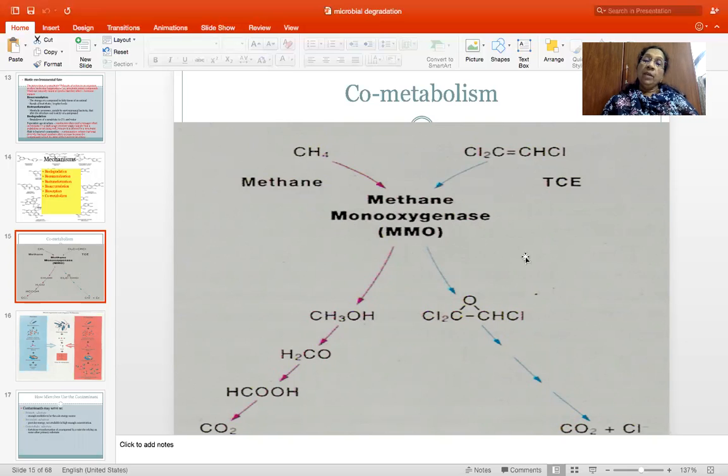So the microorganism does not have an intention to degrade the TCE, but if this TCE is present, it will act on the TCE and degrade that, but it will not gain energy, or it will not get any carbon source by the degradation of TCE. That is called co-metabolism, and this co-metabolism is now being utilized for bioremediation experiments to degrade these recalcitrant compounds in the environment.